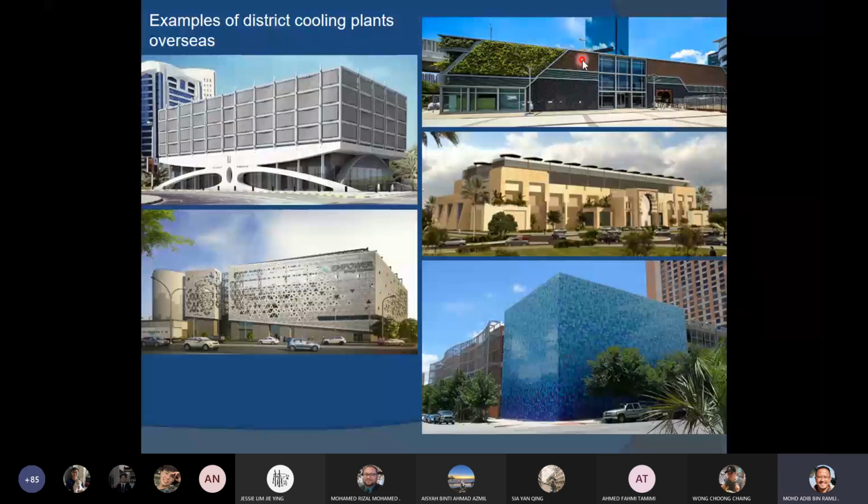The one on top is located in Hong Kong. Okay, it looks like an MRT station in Malaysia, right? More or less. Okay, and then the one at the bottom, I think, is somewhere in Australia, if I'm not mistaken. Okay, but maybe nowadays, I think the clients are more picky in terms of the aesthetic look of the building. Okay, so that's why the design of the DCS in recent years is getting better. Right.